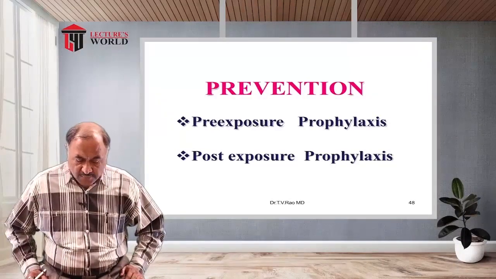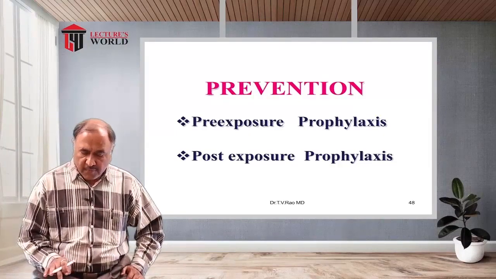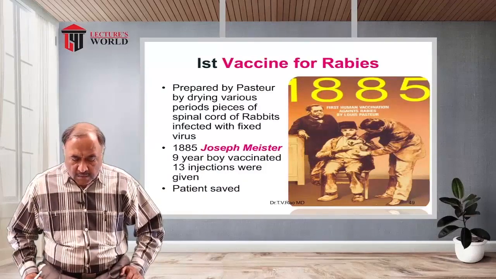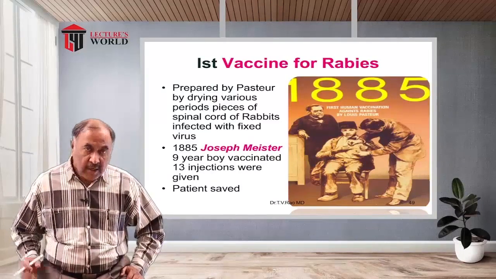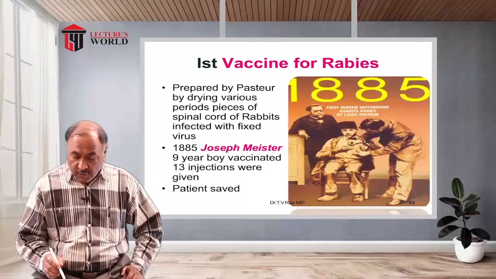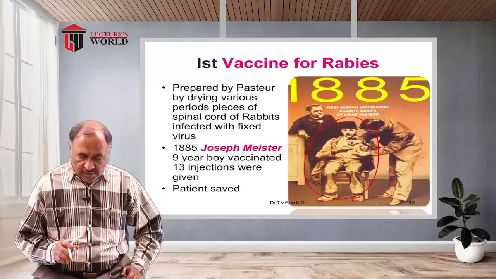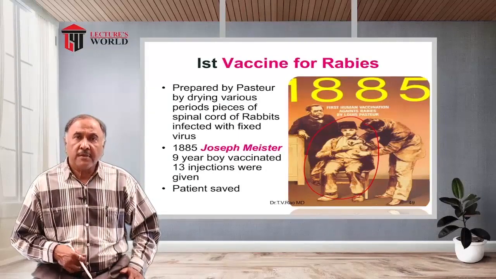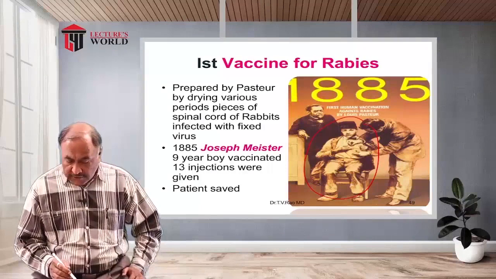How can this disease be prevented? It can be prevented by pre-exposure prophylaxis and post-exposure prophylaxis. One of the first vaccines developed for rabies was prepared by Pasteur by drying various pieces of spinal cord of rabies-infected animals with the fixed virus. In 1885, Joseph Meister, whose photograph is shown here, a 9-year-old boy, was vaccinated with 13 injections given around the trunk, very near the spinal cord, and the patient was saved.